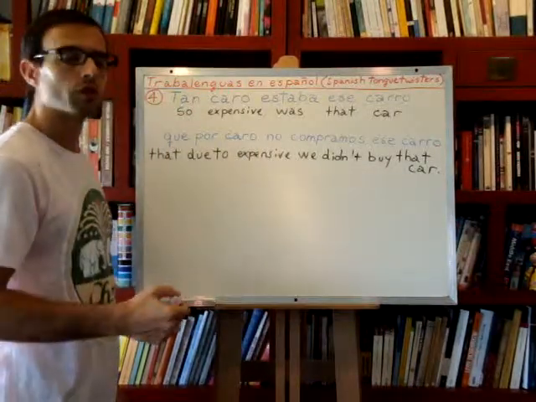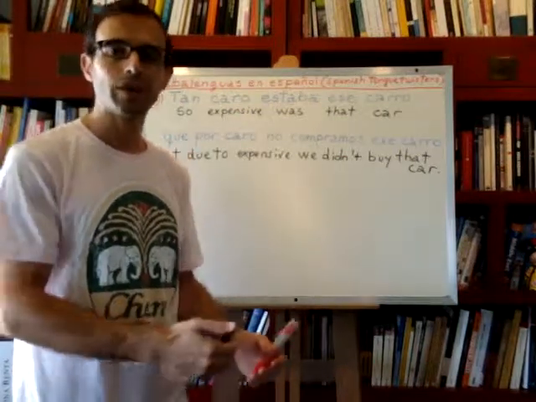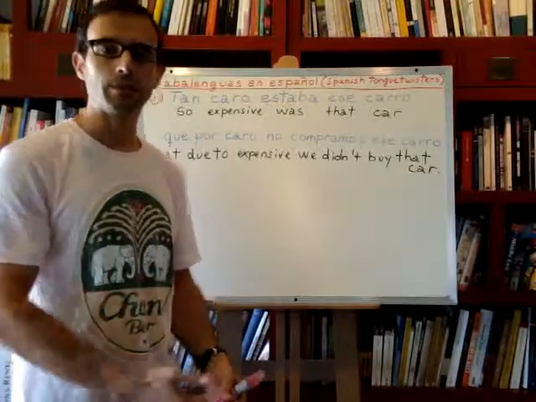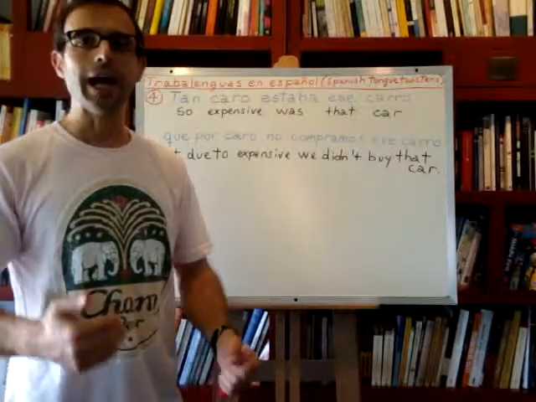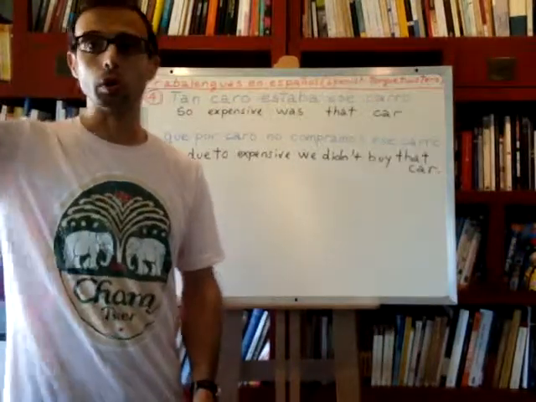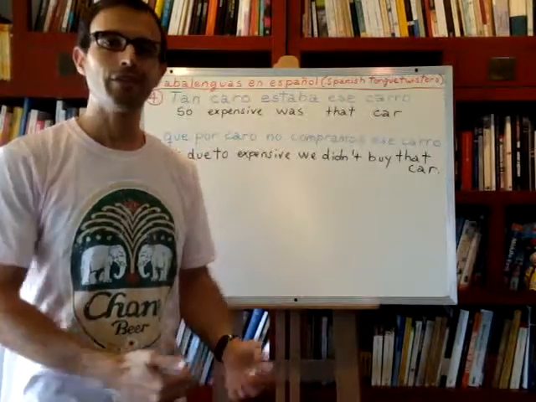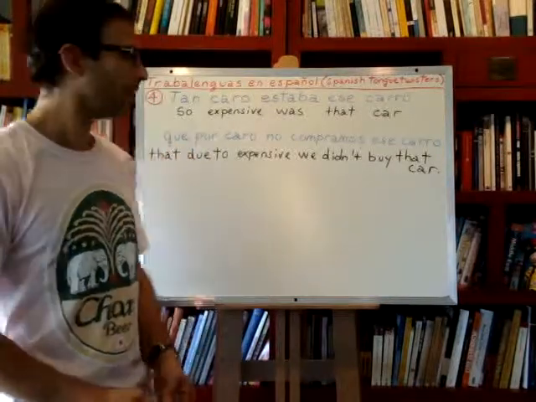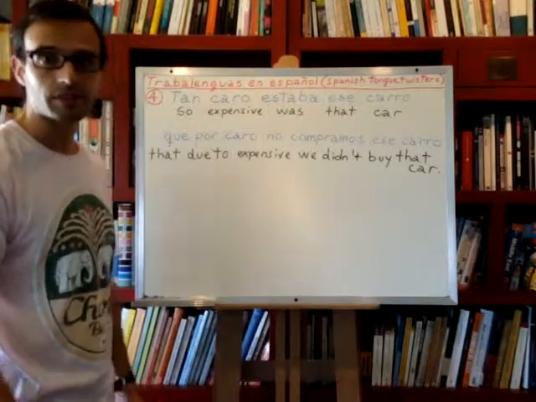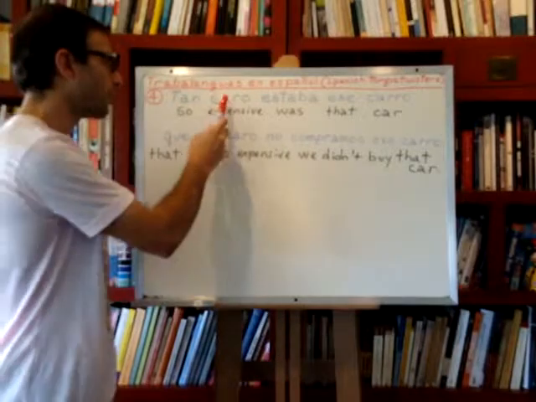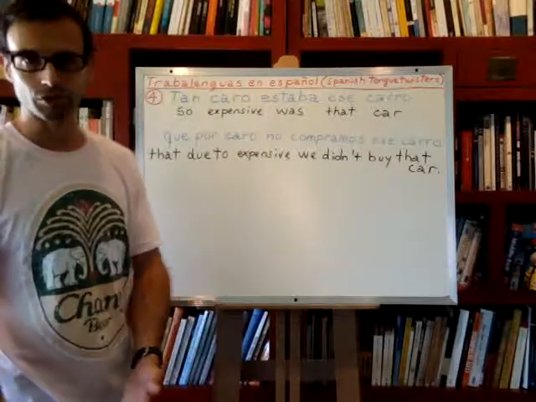Tan means so, okay? For example, so in the sense of so much. Tan caro, so expensive. Tan grande means so big. Tan joven, so young. Tan alto, so high or so tall, right? Alto means high or tall. Tan feo, so ugly, right? So, tan means so. Caro means expensive. The opposite of caro is barato, cheap. El opuesto a caro es barato.